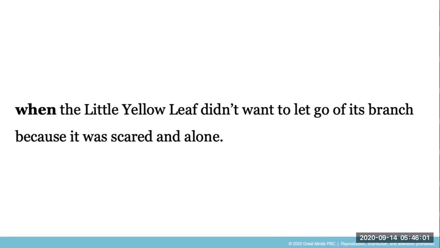When the little yellow leaf didn't want to let go of its branch because it was scared and alone. Which story elements did I describe? Shout them out or tell your learning partner. Okay, so when I'm looking at this one, I think that it's telling us two story elements. Which two story elements do you think?